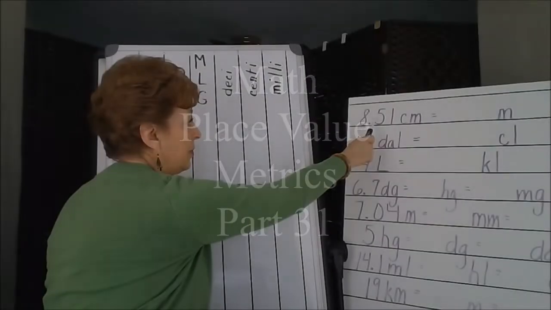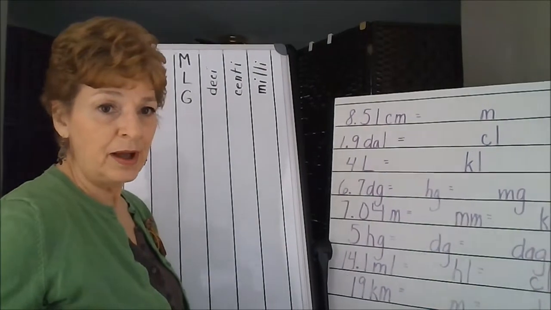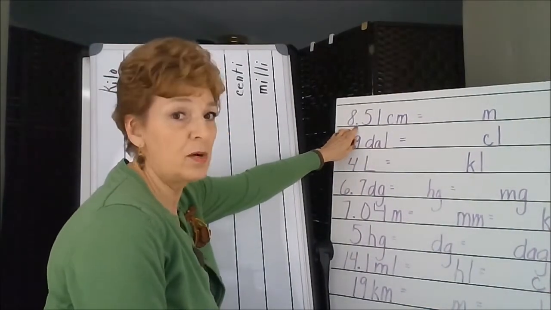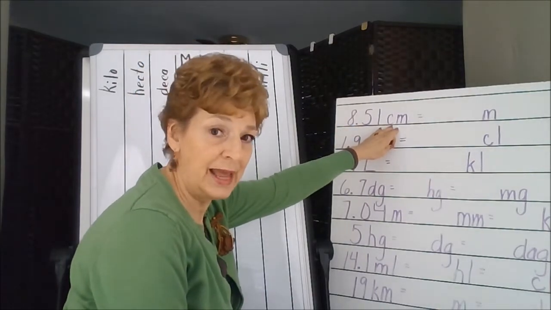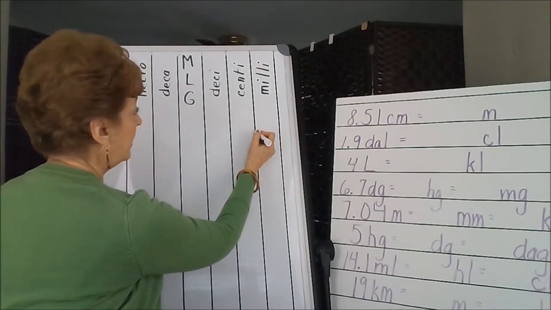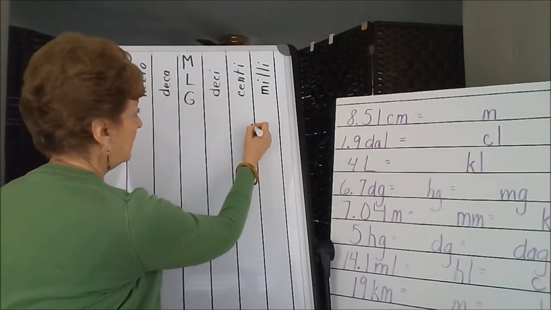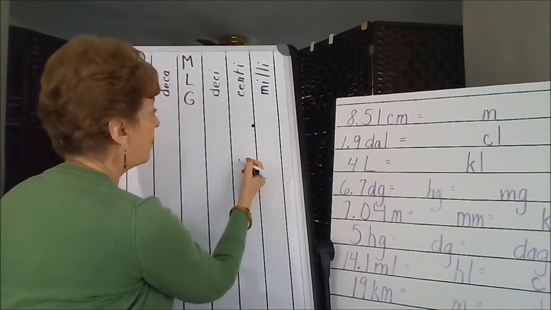So we have 8.51 centimeters. In this particular problem, we've got a decimal point that already shows. So the decimal point has to be in the column of the label. So our centimeter column would be here. Here's our decimal point in the centi column. And we're going to copy the number around it.